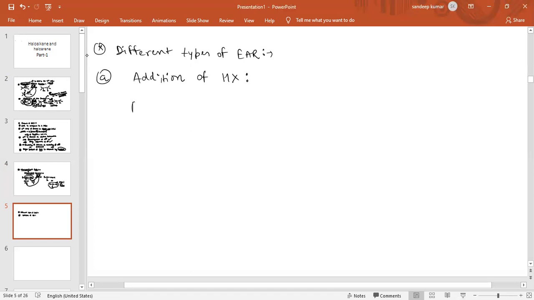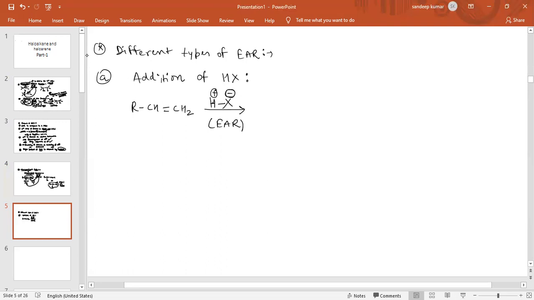If alkene is given as one of the reactants, like RCH double bond CH2, and in this case we are adding HX. This is basically hydrogen halide, so this is again an electrophilic addition reaction. This hydrogen halide contains two parts: one is H plus and one is X minus.